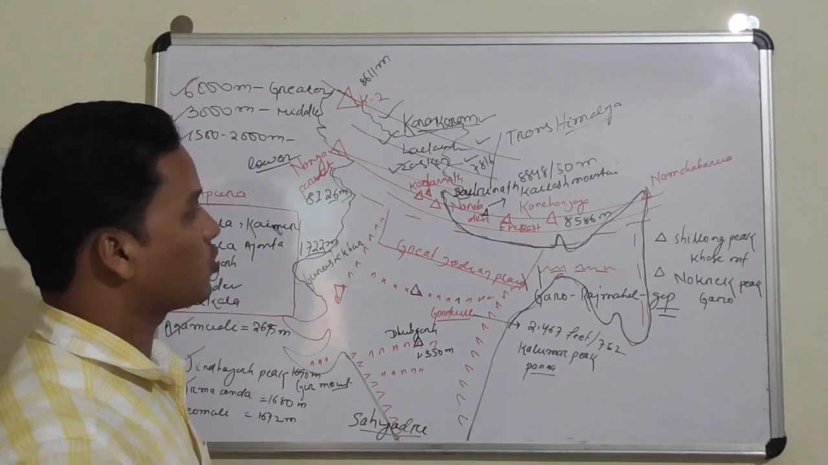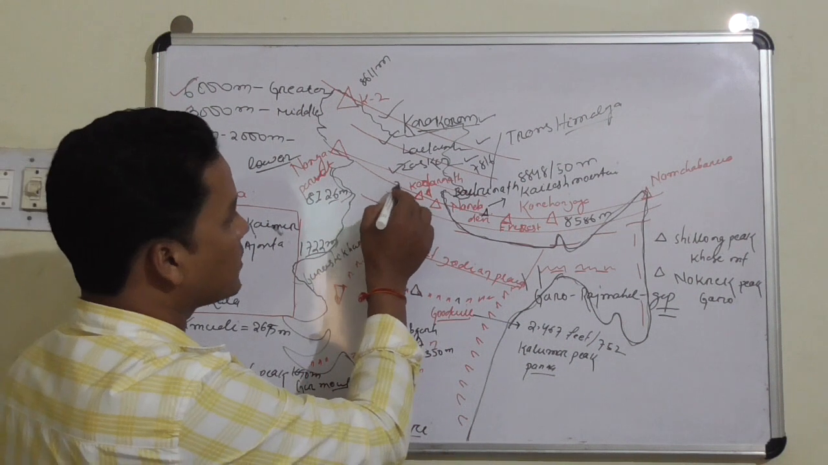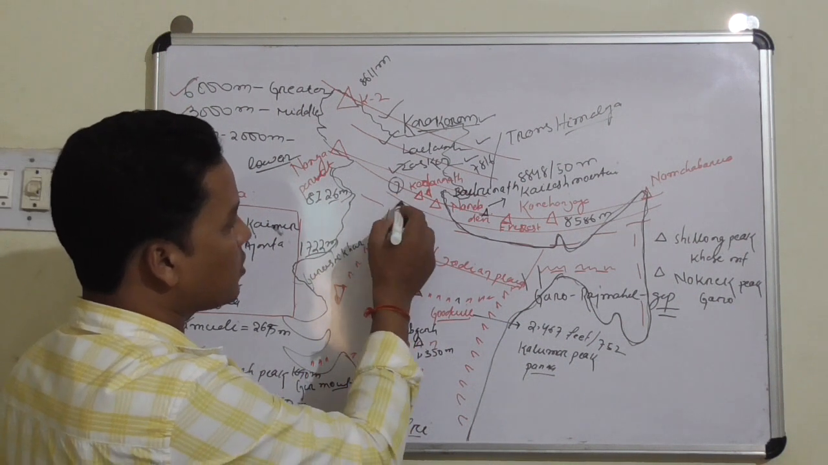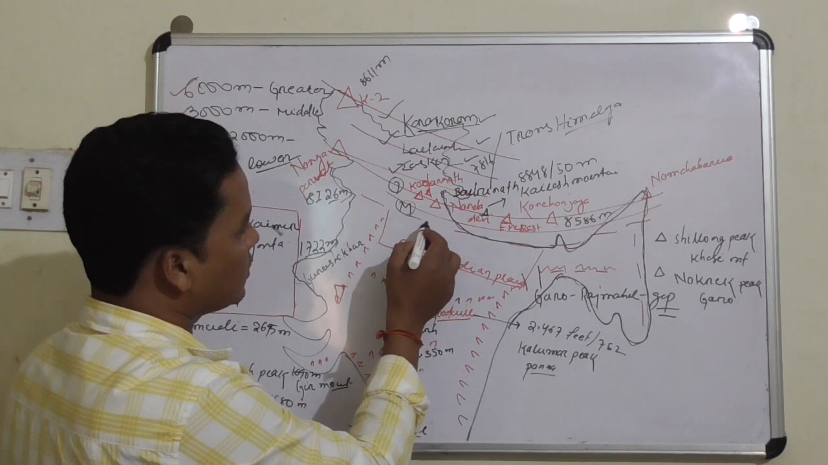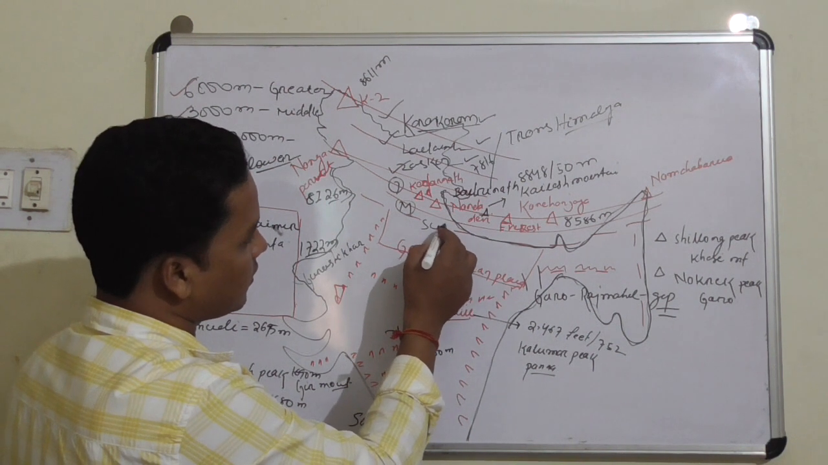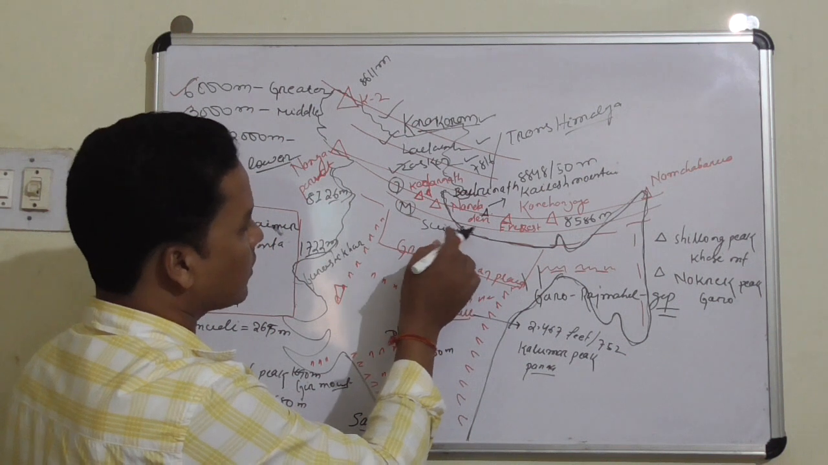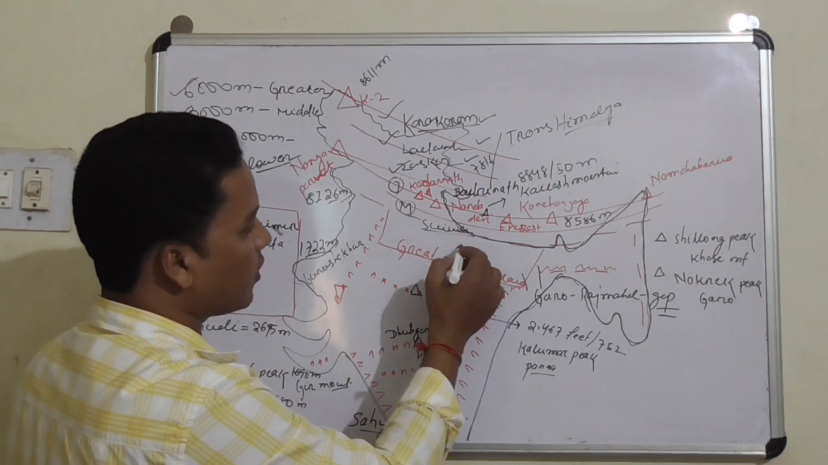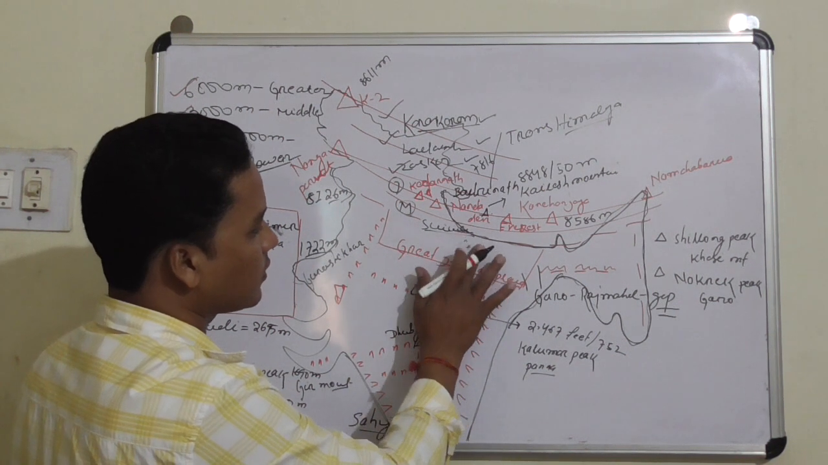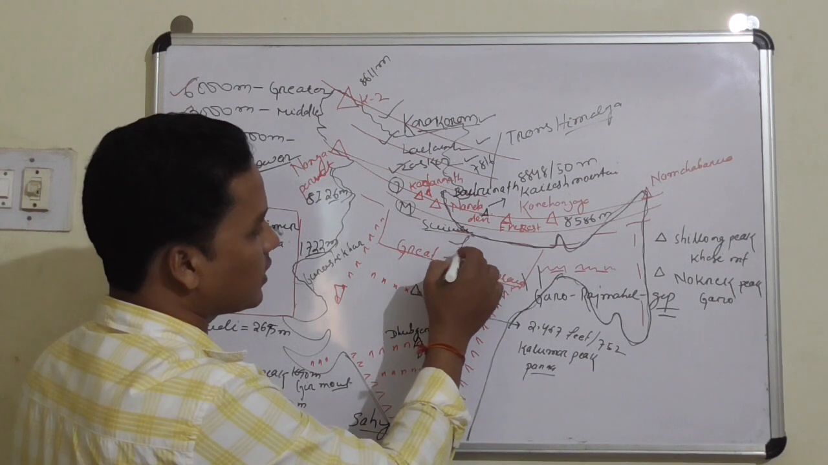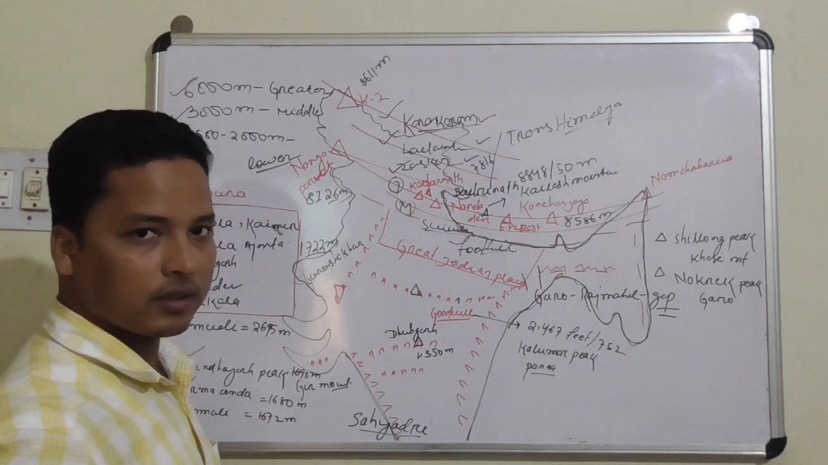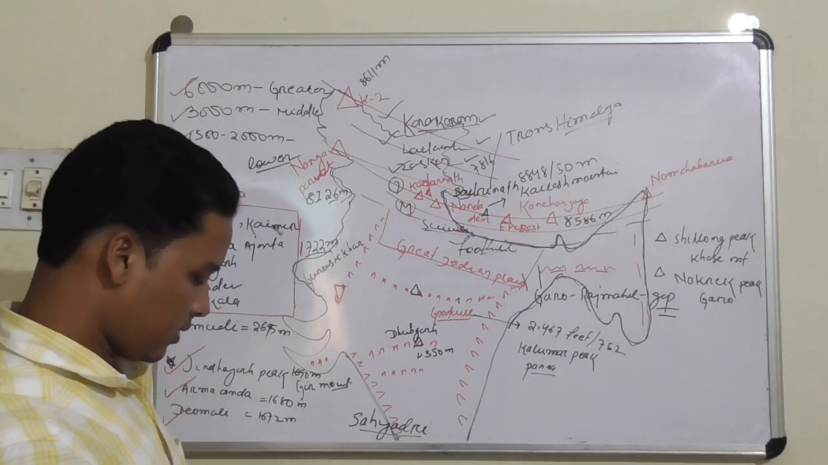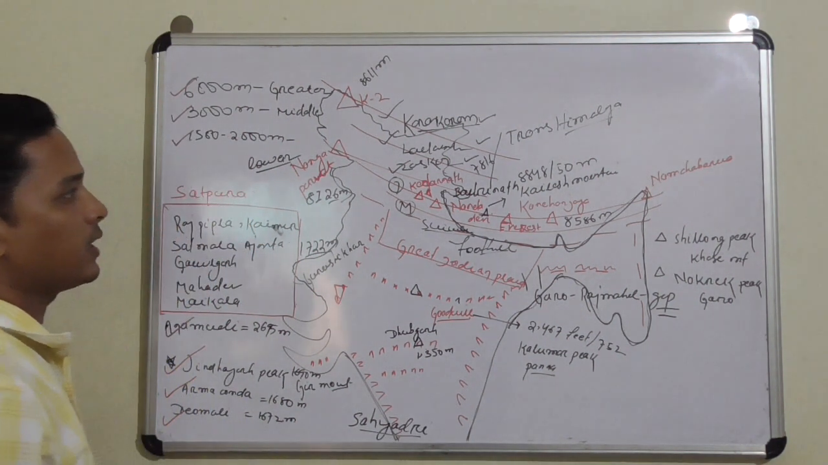Next, we come to the Greater Himalaya. This is your Greater Himalaya, this is your Middle Himalaya, and this is your Shivalik, or you can say the foothills of Himalaya. Shivalik or foothills of Himalaya.